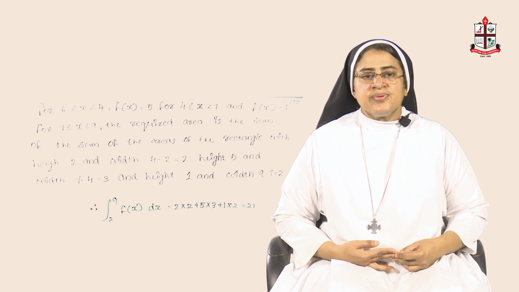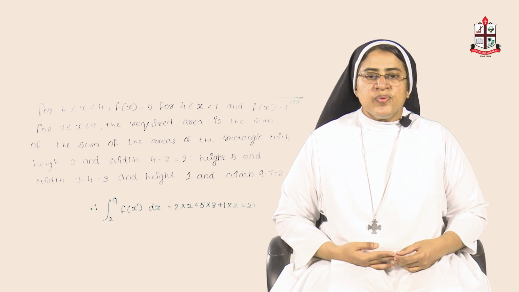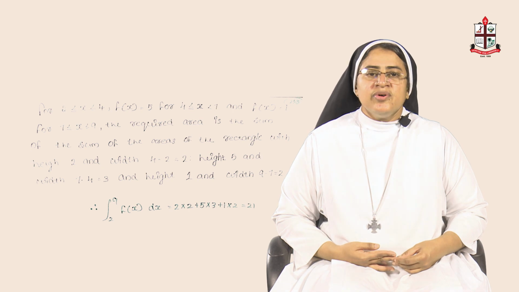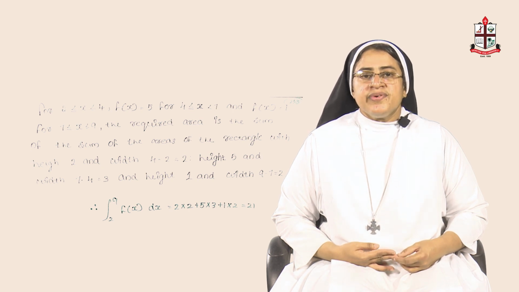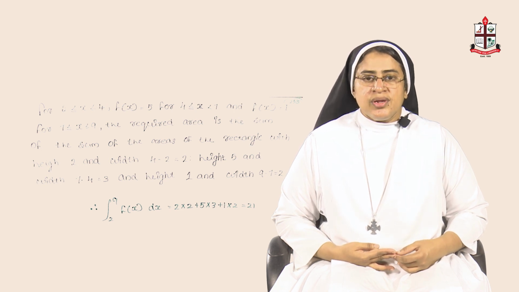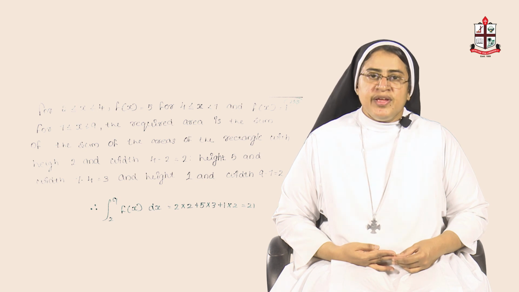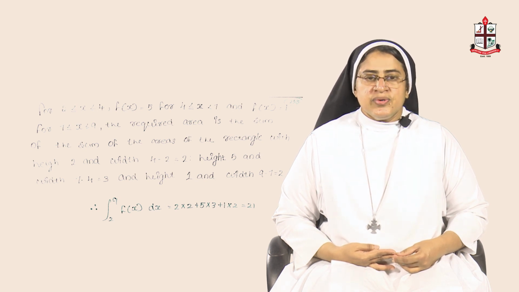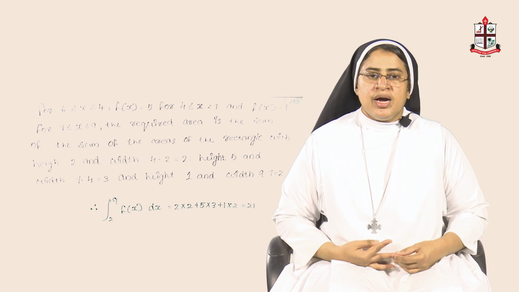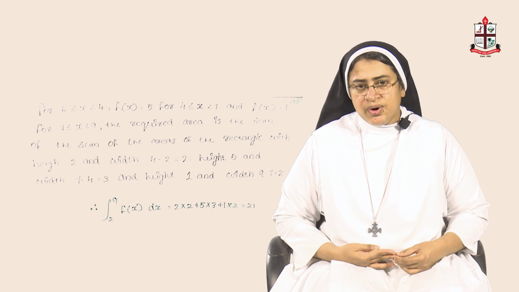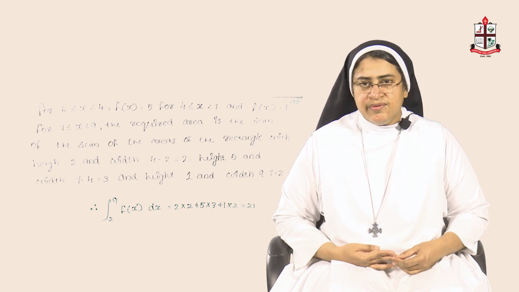So integral 2 to 9 f of x dx becomes 2 into 2 plus 5 into 3 plus 1 into 2, that is 4 plus 15 plus 2, sorry. So you will get the final answer to be 15 plus 4 plus 2, which is 21. So here we are able to find the areas when we are integrating the functions. I hope you learned how you can find the integrals by means of definite integrals. Not just ordinary integrating, we are making it in a different sense.